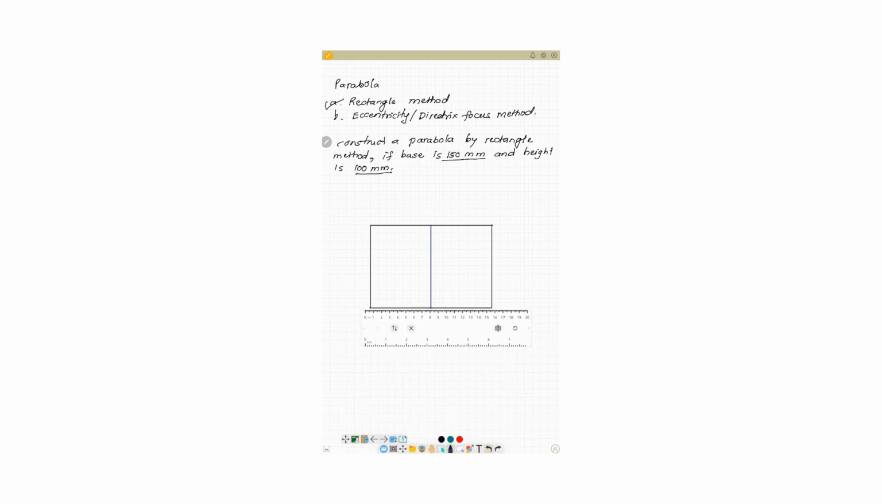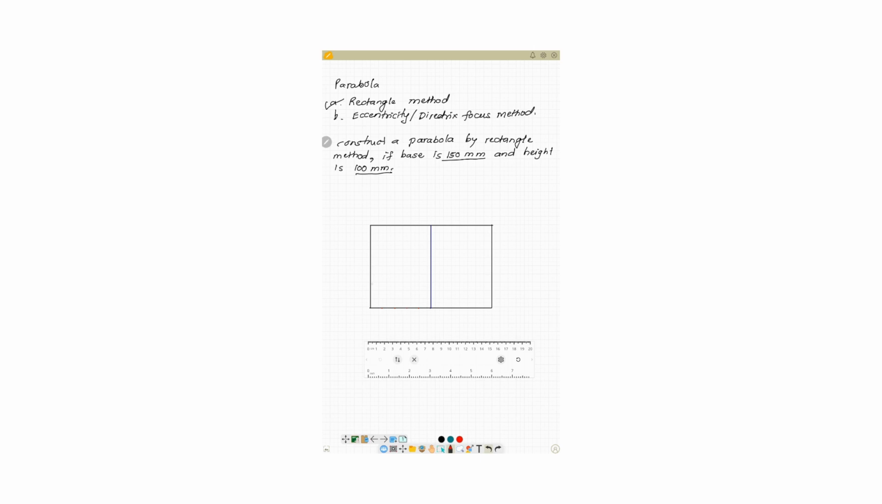I divide this horizontal distance of 75 mm into 5 equal parts. I will just mark points at 15 mm distance. So this is the first point, this is the second point, this is the third point, fourth point. So I have located 4 points and 5 divisions for this 75 mm side. Each division is equal to 15 mm.